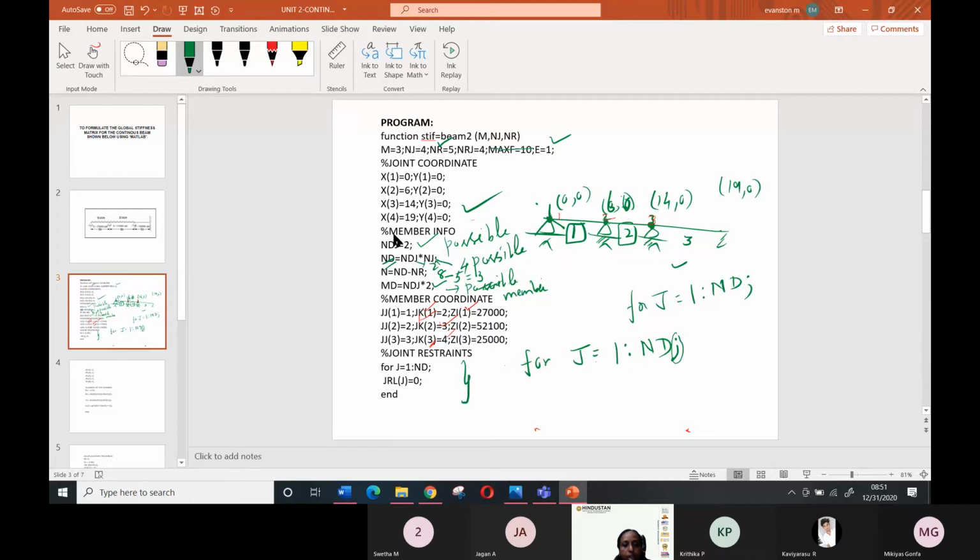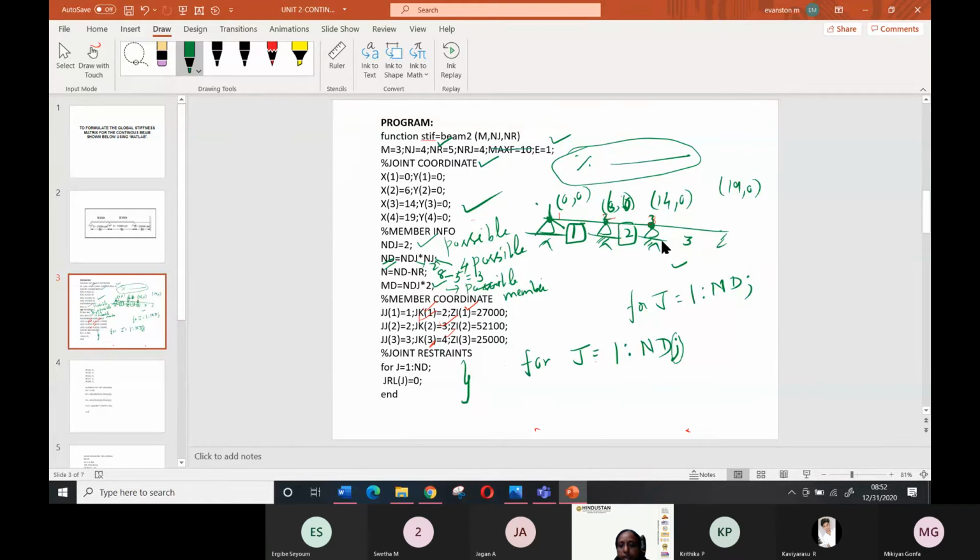And one more thing I forgot to explain: whenever you use the percentage sign on a line, the computer will skip that line. It will not take it into account. So whatever you want to narrate for your convenience, you use this percentage sign as a comment. So for j is equal to 1 to nd. What is nd? We have already calculated nd, no? Nd is equal to 8.